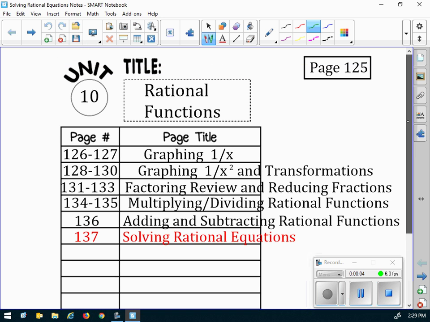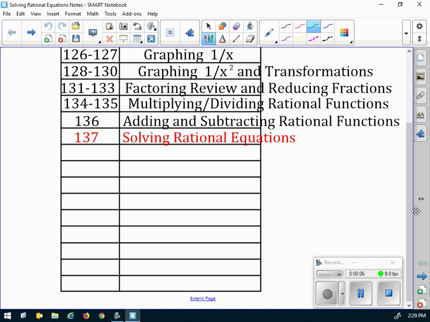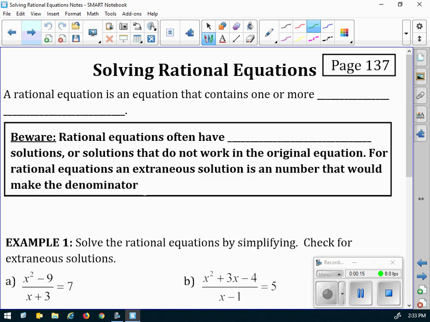You need to take your table of contents, update, page 137, solving rational equations. All right, this is going to go on page 137, as you can tell, of your notebook.